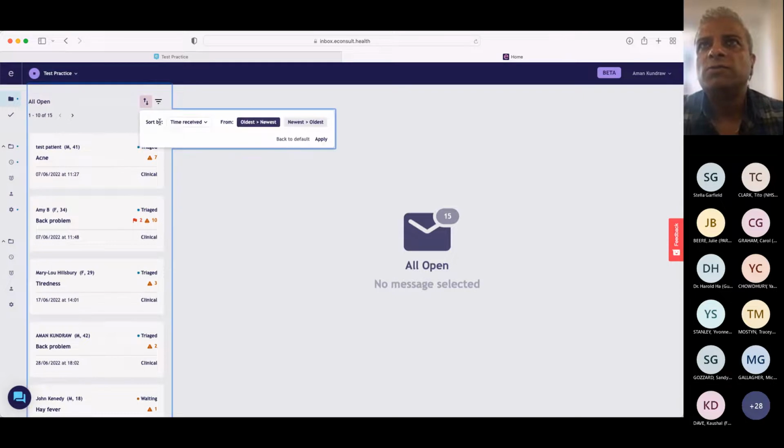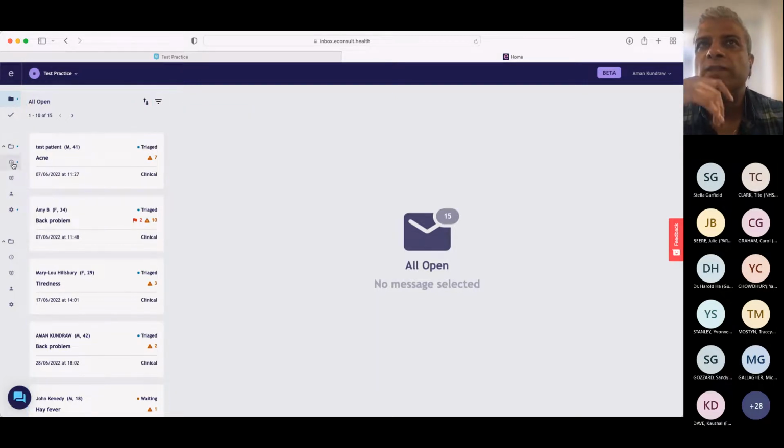Here you've got an option to filter your queue. So this is your high level queue. You can sort it by time received, age. Some practices may want to see pediatric consultations first, the number of flags in the consultation, or the deemed urgency from the triage clinician.